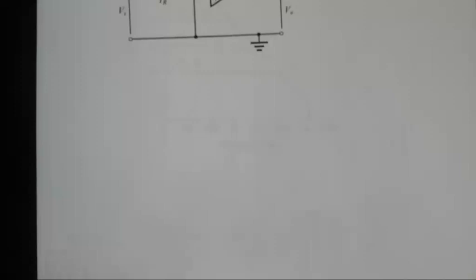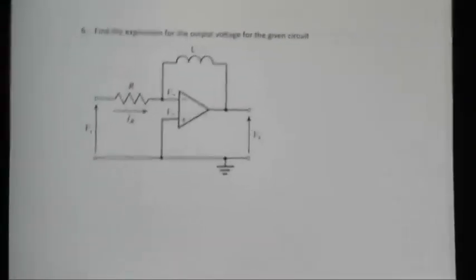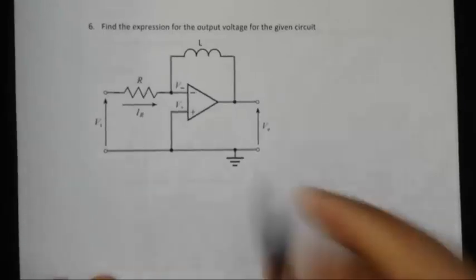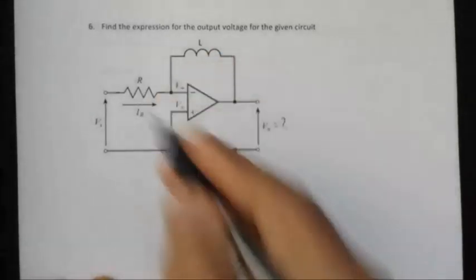Alright, so now I'm going to solve the next problem. Okay, so the op amp is connected as shown in the figure. The op amp is configured with an inductor in the circuit, and it's just asking what's the expression for the output voltage here, in terms of the given variables.